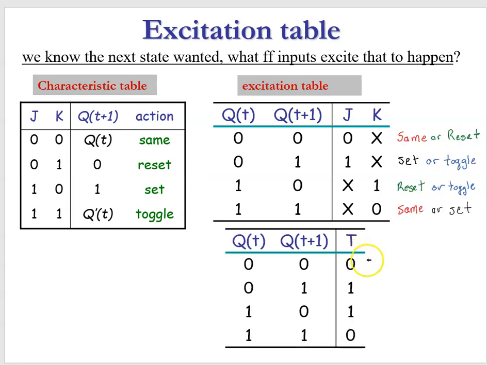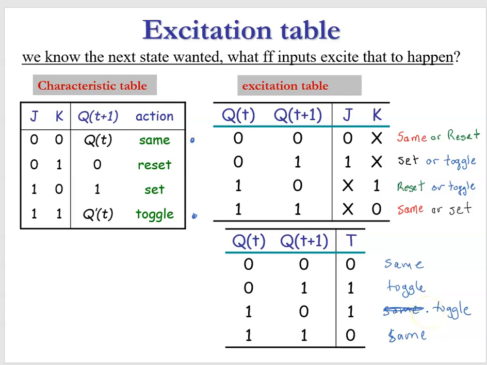For a toggle flip-flop, it's just a little bit easier because you either toggle or don't toggle. So from 0 to 0, we don't toggle. Our toggle flip-flop only has these two actions. It doesn't have a set or reset action. So this is same, this is toggle, this is toggle, and this is same. So these are our excitation tables.